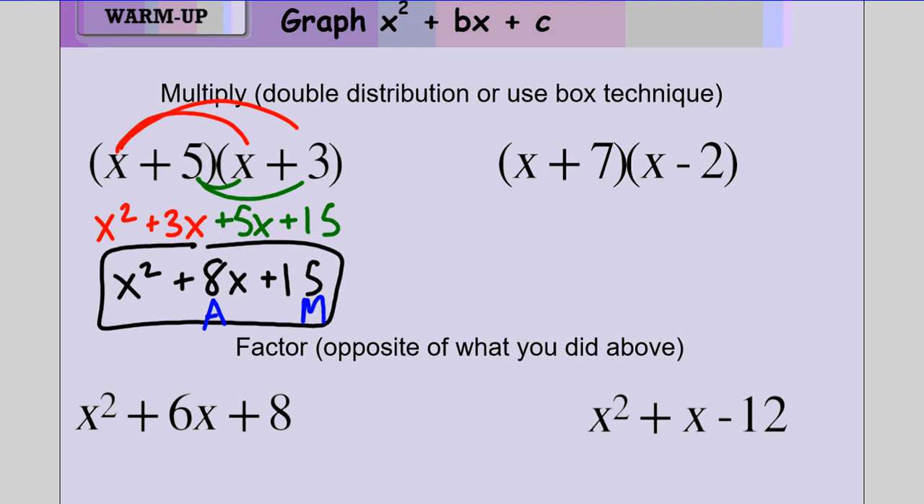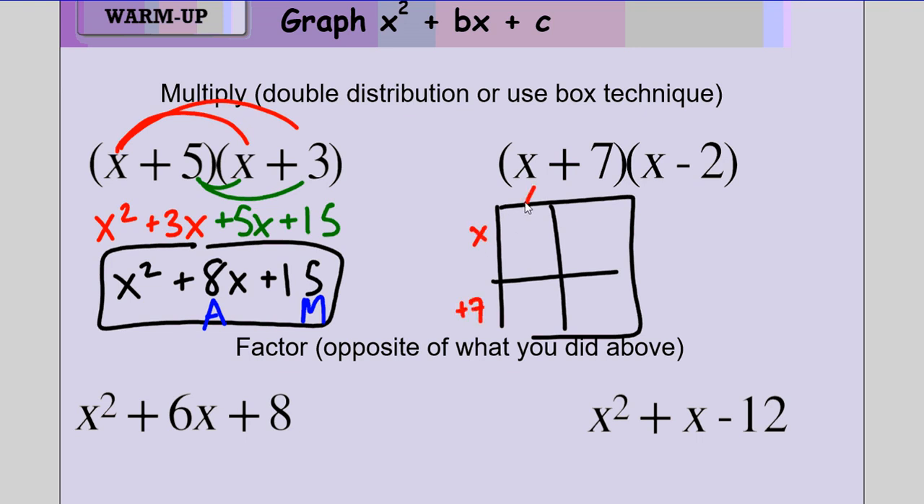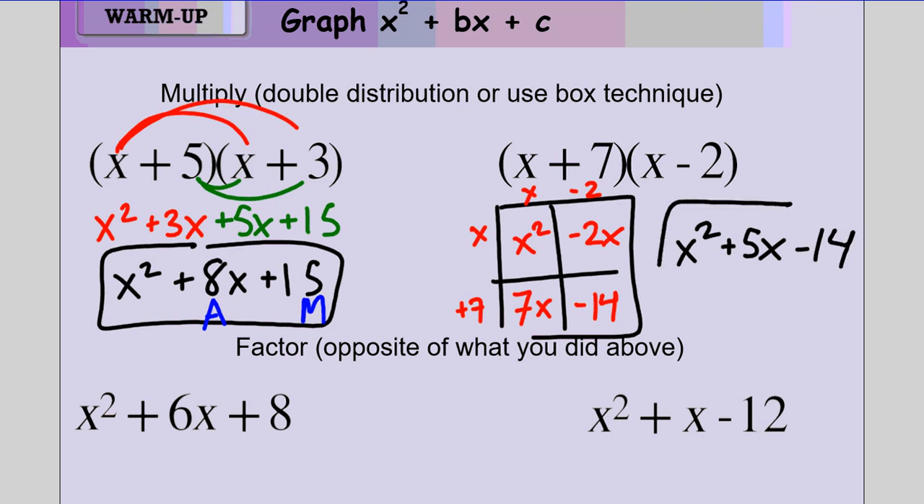Put it back into factored form. Over here, I'll use the box technique just to show it if you haven't seen it in a while. The table. So maybe I've got x plus 7, x minus 2. x times x is x squared, x times minus 2 is minus 2x, positive 7 times x is 7x, 7 times negative 2 is negative 14. You add up all your like pieces. I have x squared, 7x minus 2x is 5x, and minus 14. There's your final answer. You'd get the same thing if you did double distribution.